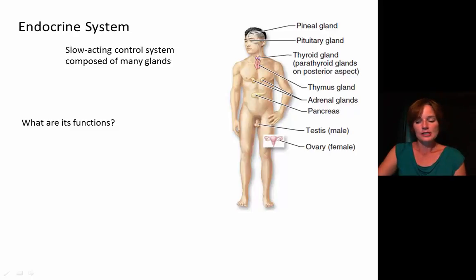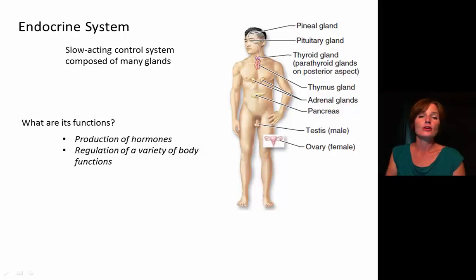The functions of the endocrine system, first of all, is producing those hormones. Each gland is going to be producing different hormones. Those hormones are going to function in the regulation of a variety of body functions. As far as what those functions are, we do have some that regulate our mood. We do have some that regulate growth and development, some reproductive processes. It's a long list that these are actually regulating. But in general, these are going to be slower responses, not the same type of really quick response that you get with the nervous system.